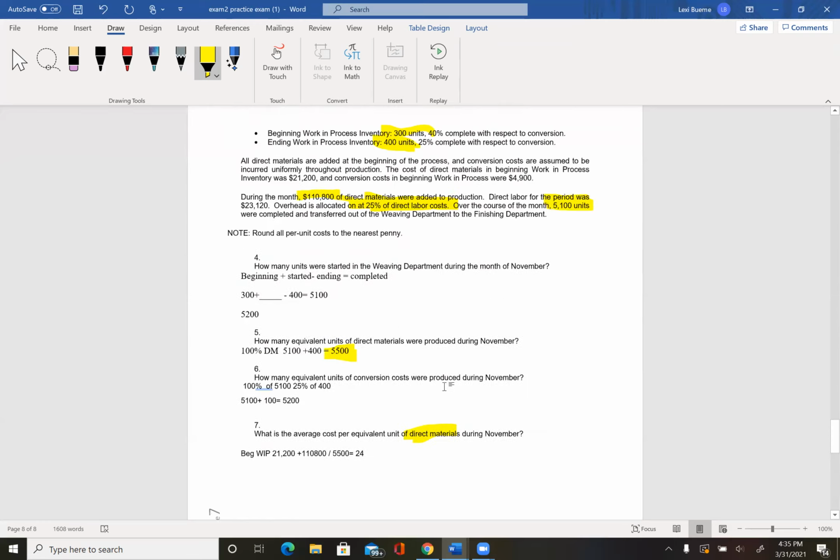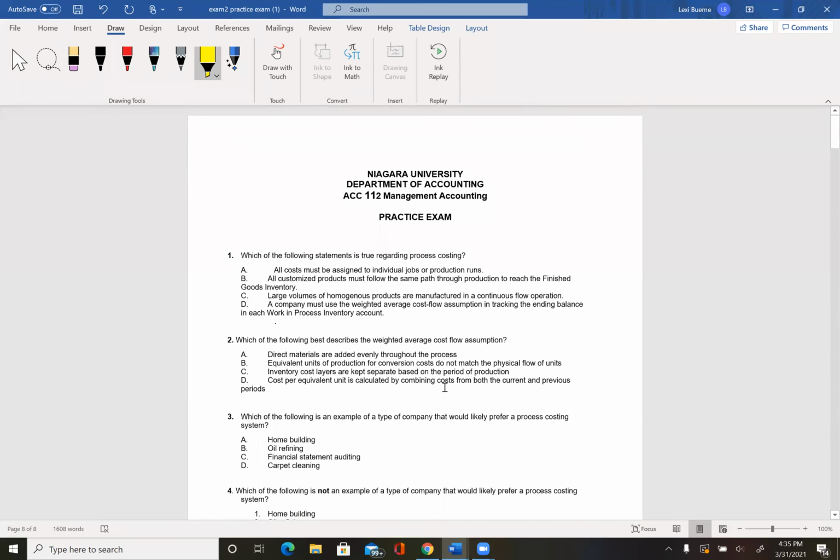All right, so now we'll go back up to multiple choice. So for number 1, which of the following is true regarding process costing? The answer to this question is going to be C. Large volumes of homogeneous products are manufactured in continuous flow operation. The reason being is because when it says process costing, that means mass production, whereas if it said job costing, that means it's just going to be an individual job or order.